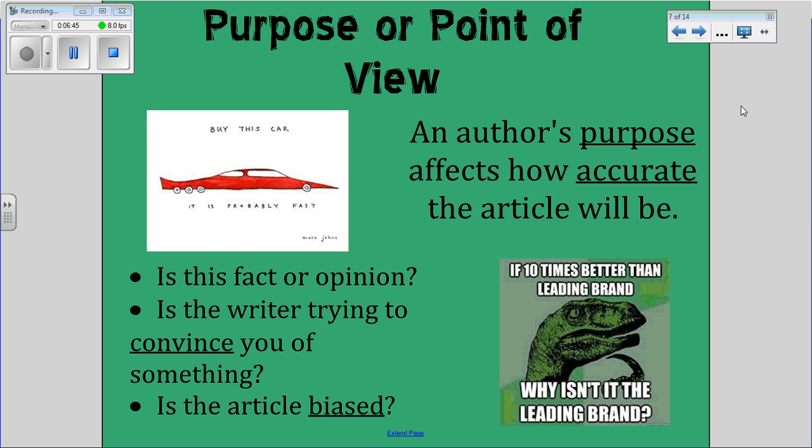So you need to ask yourself, is this fact? Is it provable? Or is it an opinion? Is the writer trying to convince me of something? Is the article biased?